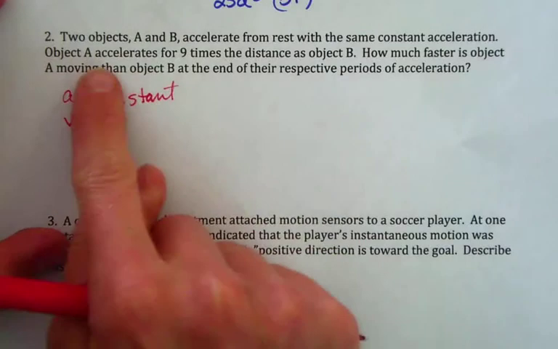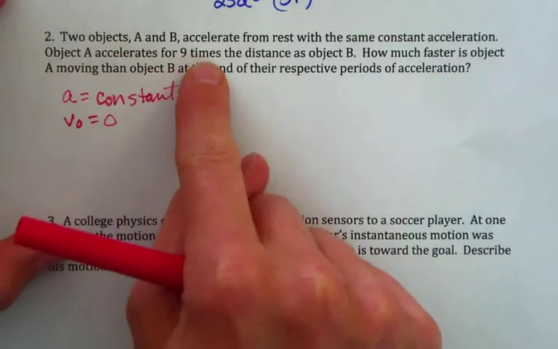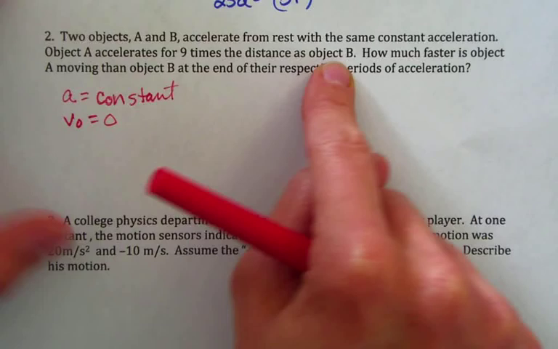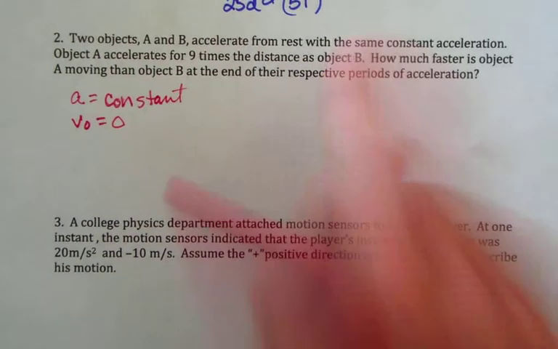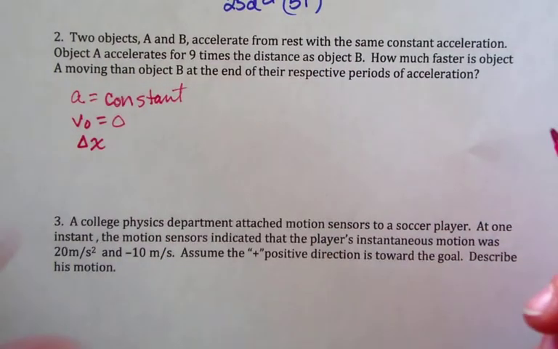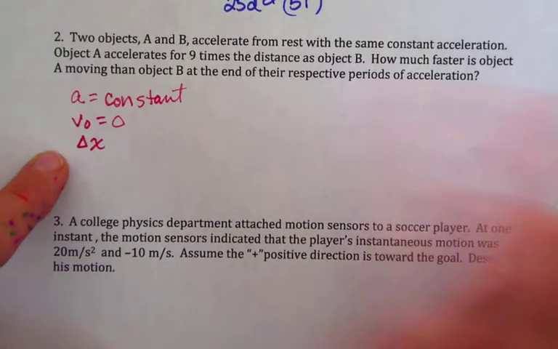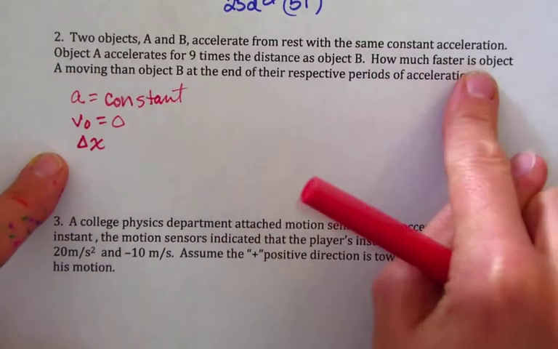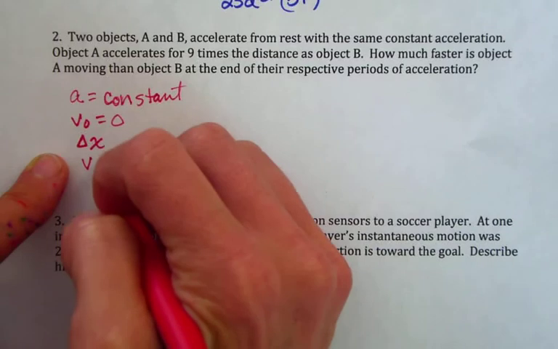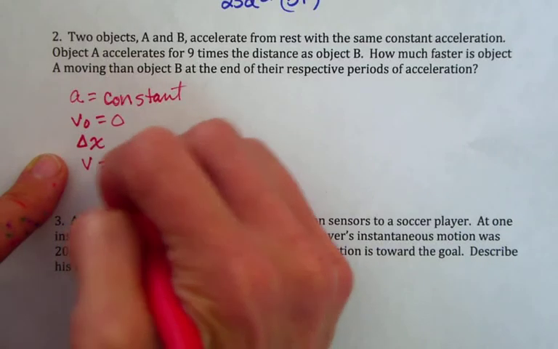And then object A accelerates for 9 times the distance as object B. So we know that we are comparing our displacement, and what else? How much faster is the object? So we know we want to find out information about the velocity.